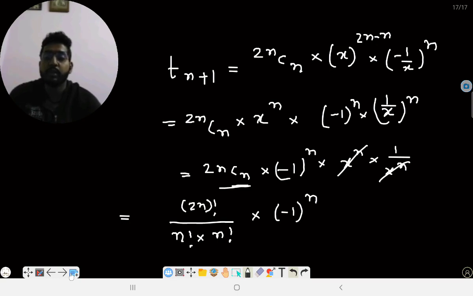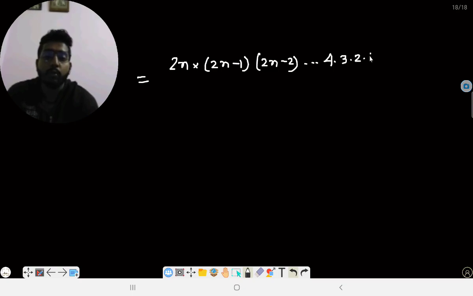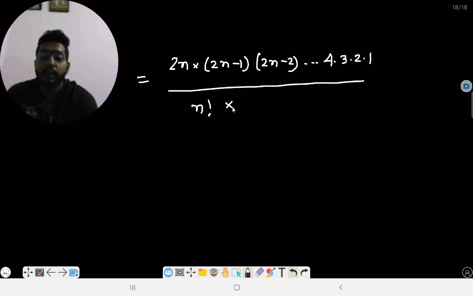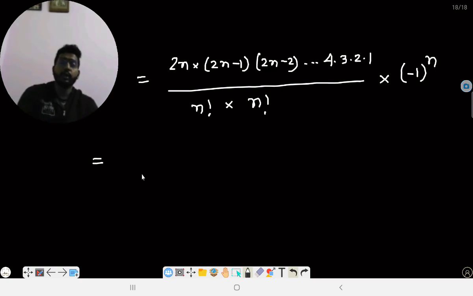So factorial means the value is decreased by 1. Here 2n factorial means 2n, then the next term will be decreased by 1, that means 2n minus 1, then 2n minus 2, and so on up to 4, 3, 2, 1. So the last term will be like this. And here it is n factorial into n factorial into minus 1 to the power n.